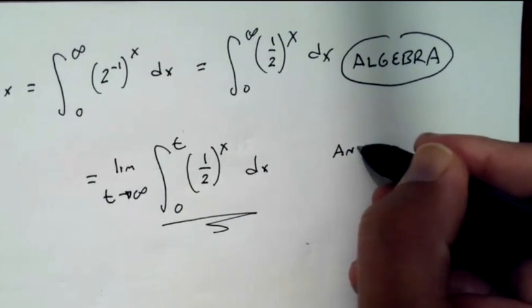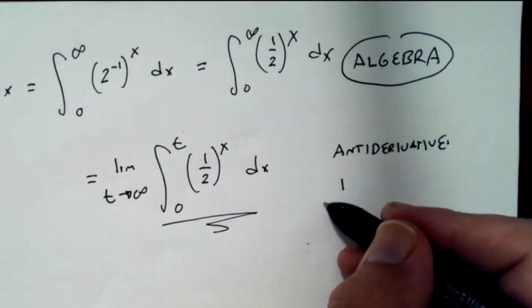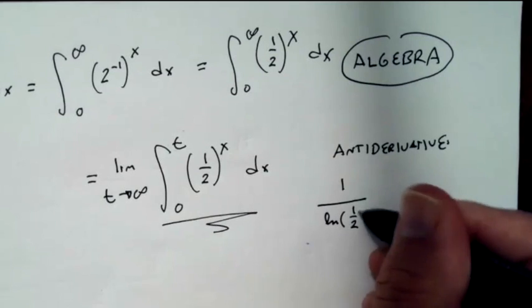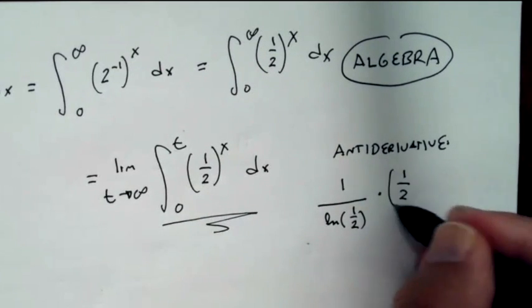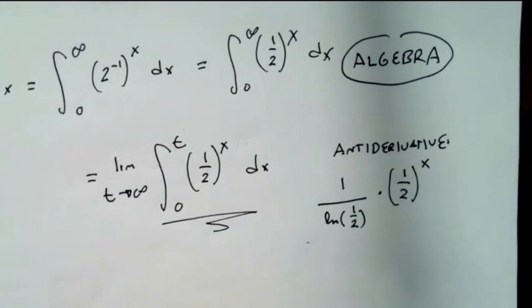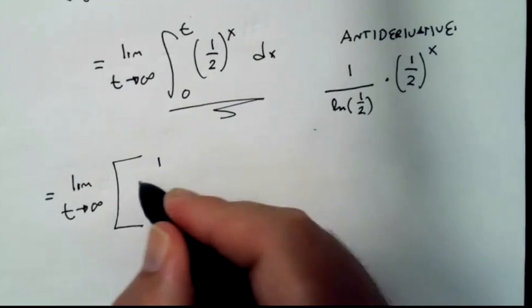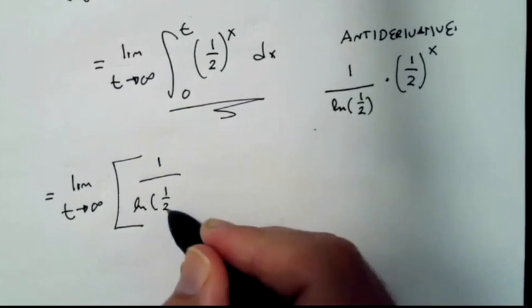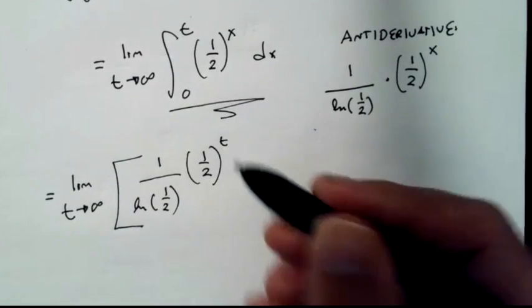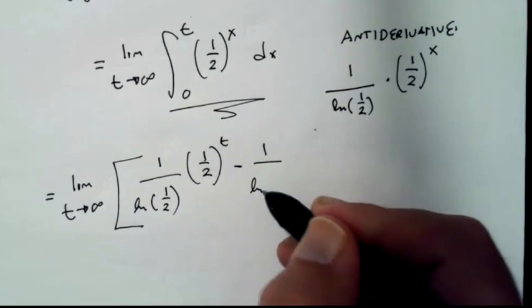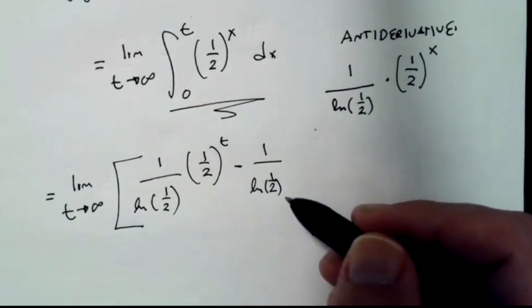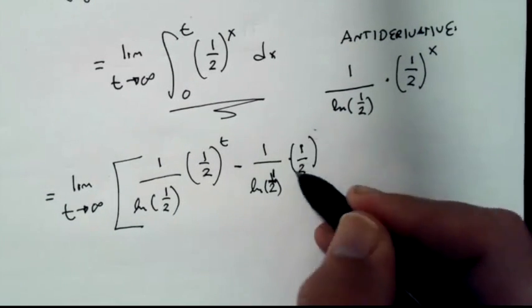So my antiderivative would be 1 over natural log of 1/2 times 1/2 to the x, and I plug that into the bounds here. I'm still keeping the limit as t approaches infinity, but now I plug this into the bounds, which gives me 1 over natural log of 1/2 times 1/2 raised to the t, minus 1 over natural log of 1/2 times 1/2 raised to the 0.